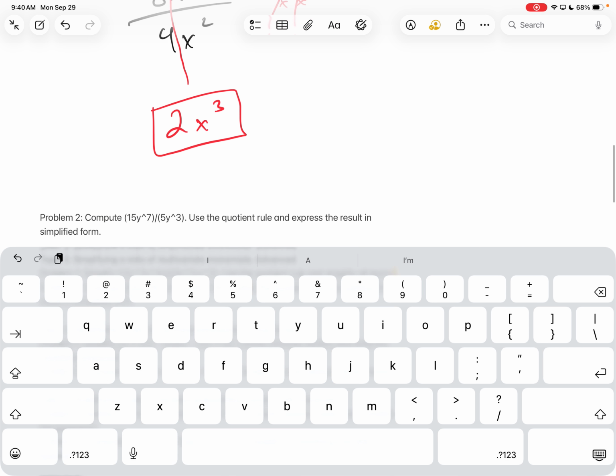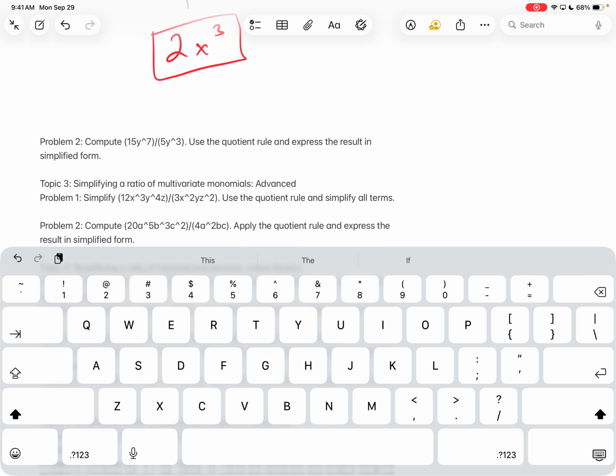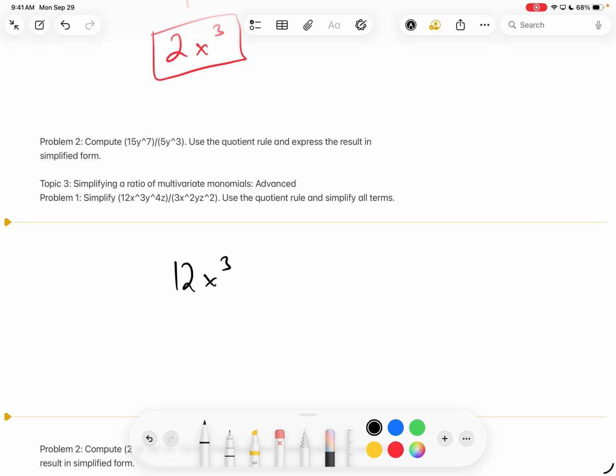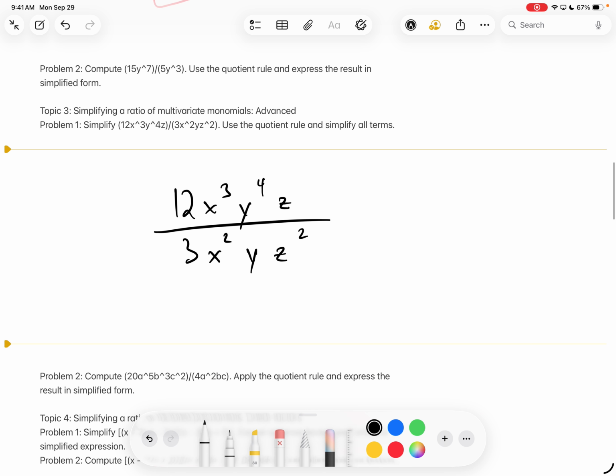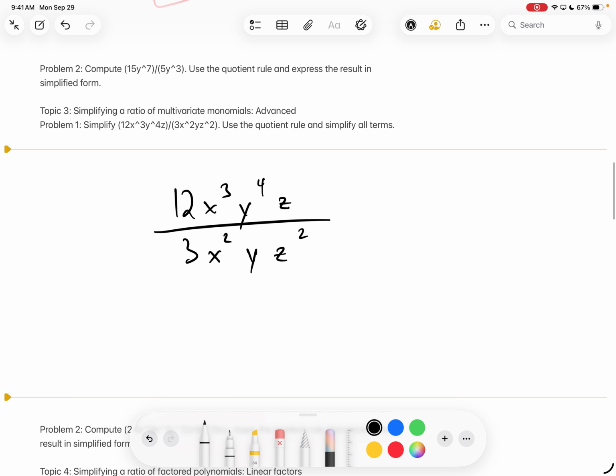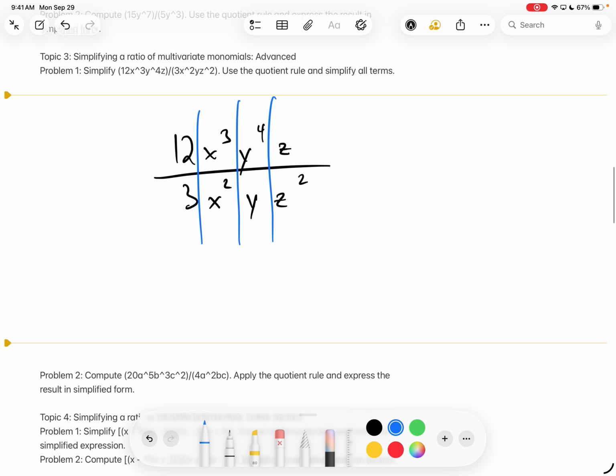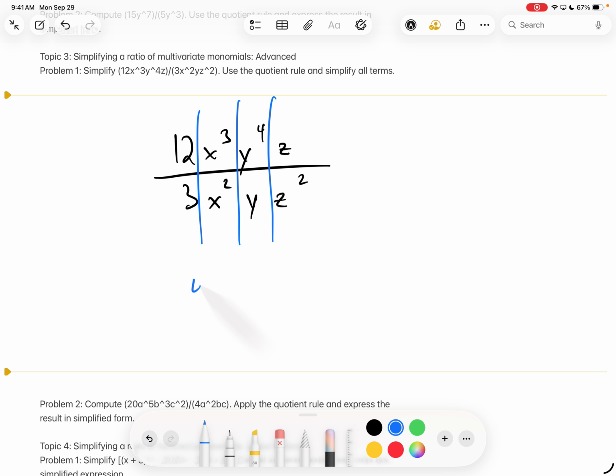Some of this does start with stuff you've seen before. I feel like you've seen this one before, too: 12x cubed y to the 4th z over 3x squared y z squared. Again, look at my numbers, my x's, my y's, and my z's. 12 divided by 3 is 4. 3 x's on top, 2 on the bottom.